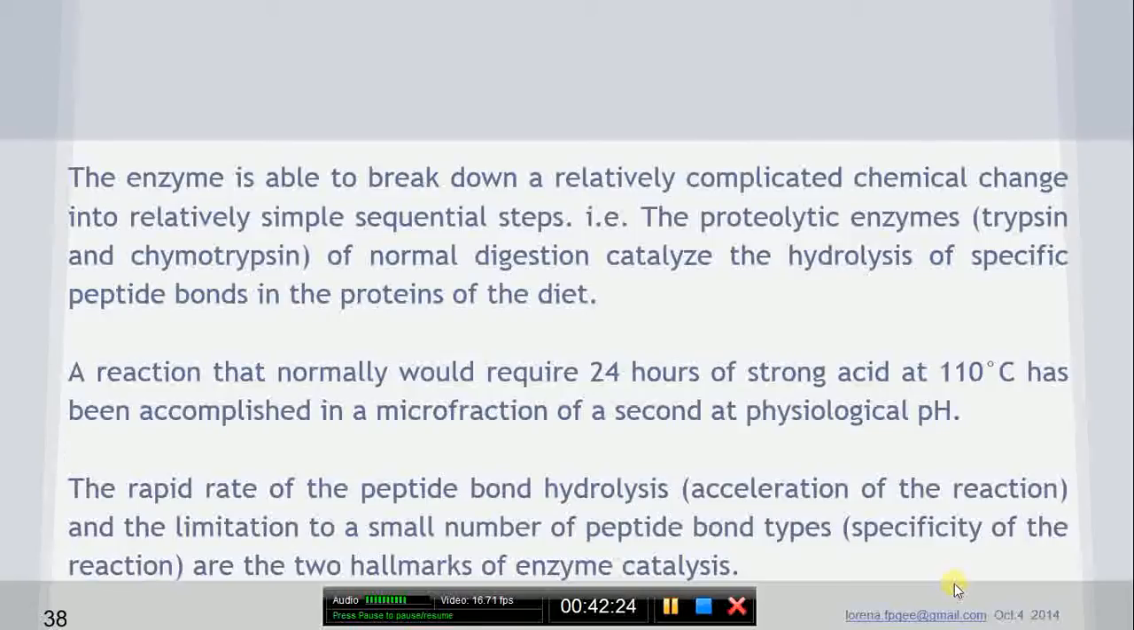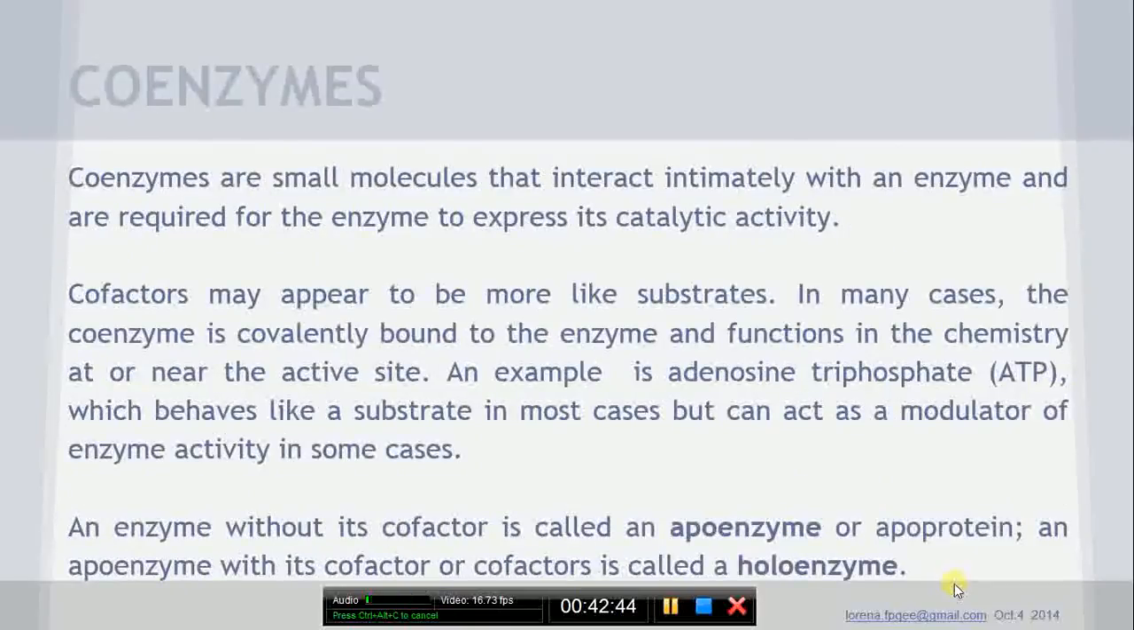The rapid rate of the peptide bond hydrolysis, acceleration of the reaction, and the limitation to a small number of peptide bond types, specificity of the reaction, are the two hallmarks of enzyme catalysis. This miracle of catalytic chemistry takes place every day in the digestive tract.